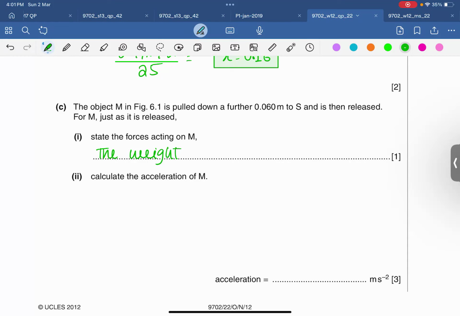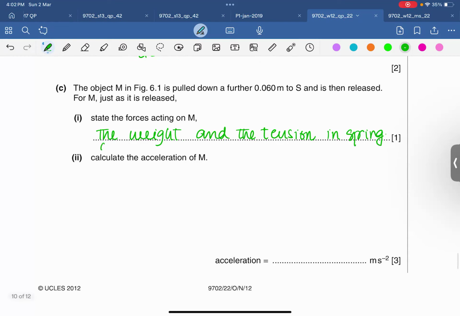So you can say that the weight and the tension in the spring are acting, equal in magnitude but opposite in direction.